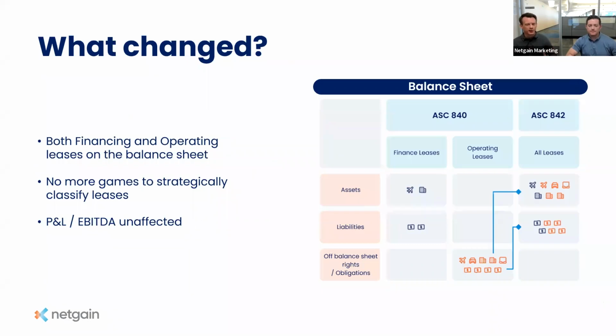Exactly. And I'm sure everybody on this call is mostly aware of 842. So, really what changed? It's a balance sheet adjustment. The P&L is mostly unaffected. EBITDA is unaffected for any of your clients who are looking at valuation metrics.